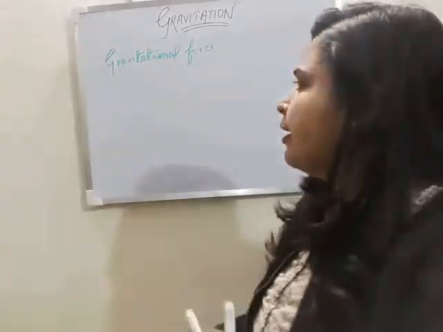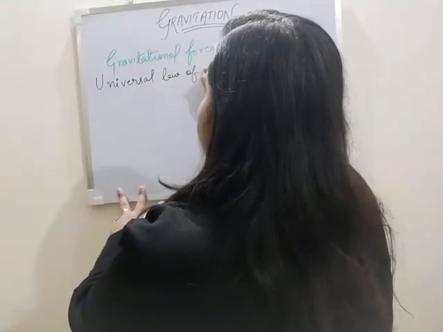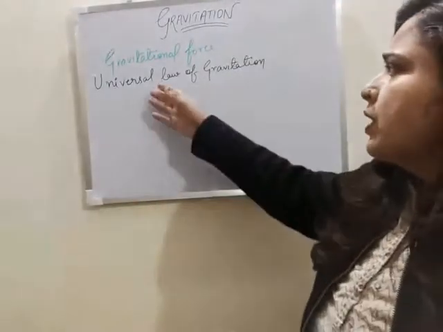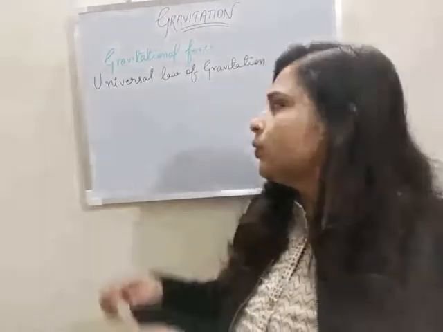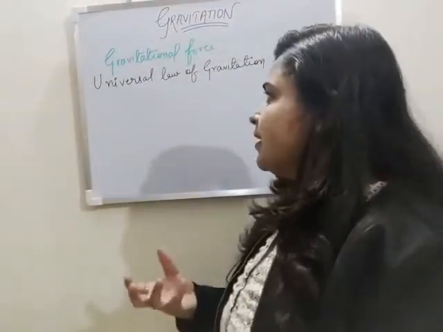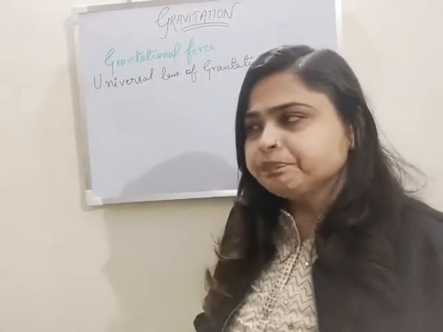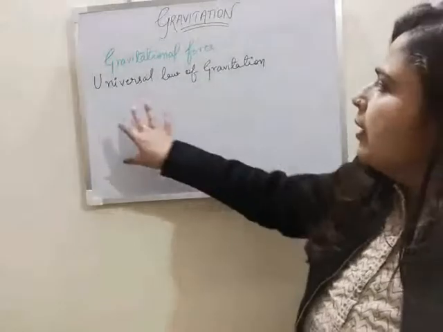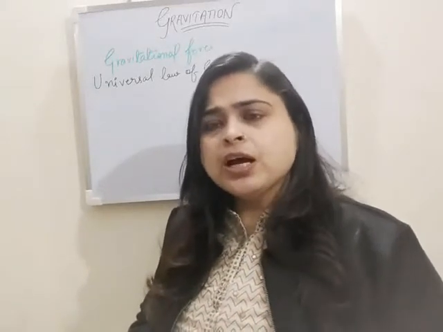If we are talking about gravitational force, we should also know about the universal law of gravitation. The universal law of gravitation was given by Sir Isaac Newton in 1687. It is considered a very important law in gravitation. According to Sir Isaac Newton, he proved how any object falls towards the earth. According to the universal law of gravitation, every mass attracts every other mass towards the center of the earth.